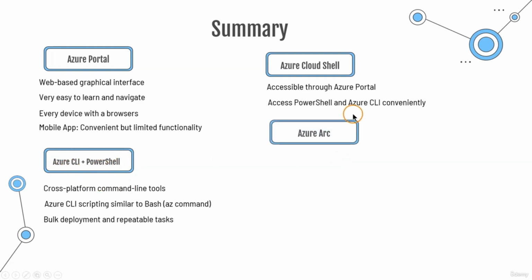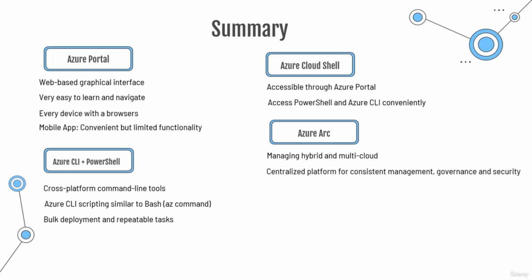Then we've also talked about Azure Arc. This is to manage our hybrid and multi-cloud, because we probably have resources not only in Azure, but we may also have resources still in our on-premise data center. So we can map them into Azure Arc and then manage them from there, but also from other cloud providers like AWS or GCP and also edge devices. This can all be managed and therefore function as our centralized platform for consistent management, governance, and security.